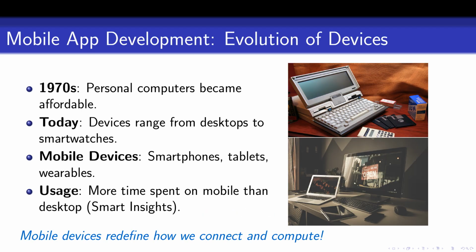Mobile devices have come a long way since the 1970s, when personal computers first became affordable. Today, we've got everything from bulky desktops to sleek smartwatches. Smartphones, tablets, and wearables dominate our daily lives, with users spending more time on mobile devices than desktops for tasks like connecting and computing, according to Smart Insights. It's amazing how these pocket-sized powerhouses have transformed our world.